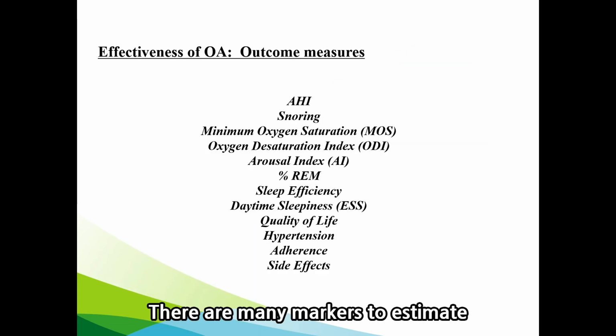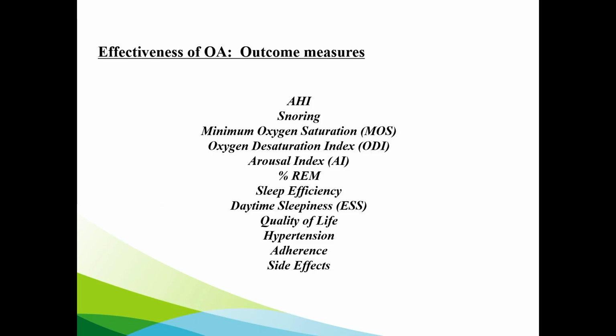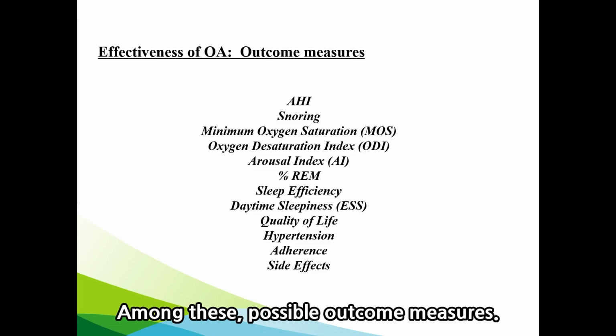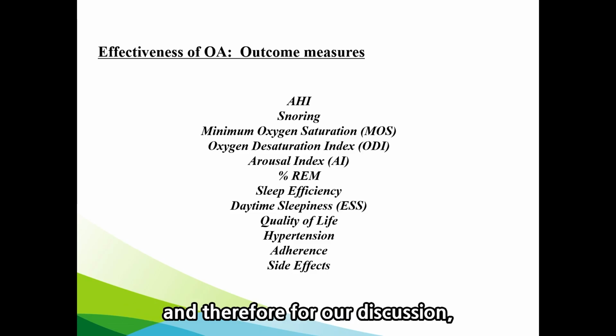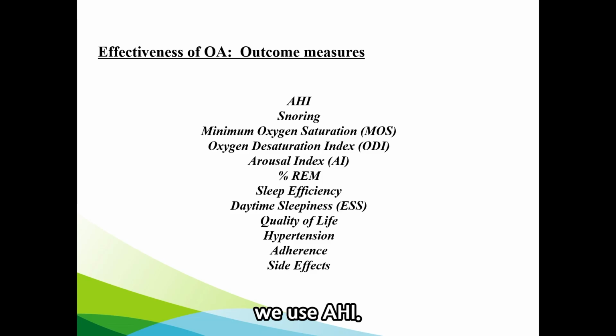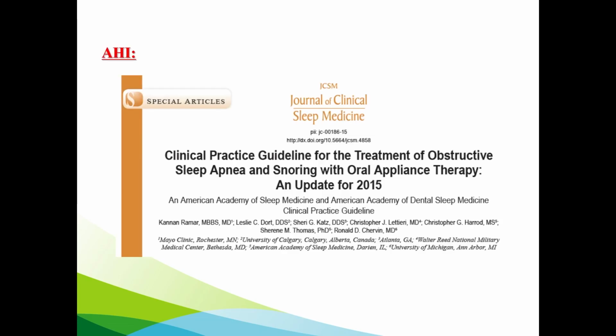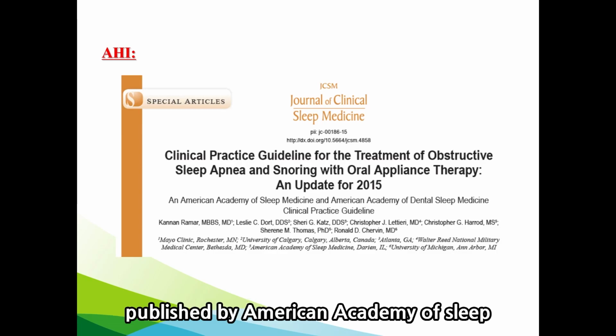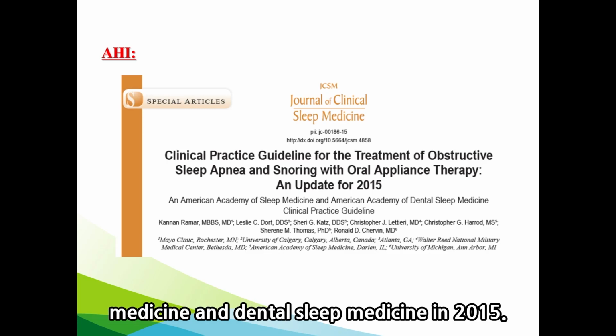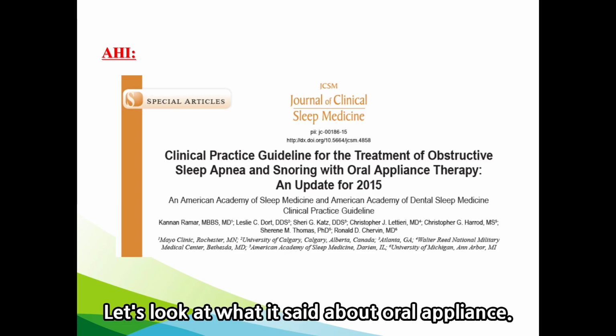There are many markers to estimate the effectiveness of oral appliance. Among these possible outcome measures, AH index is probably the most often used, and therefore, for our discussion, I will use AHI. This is a good review and meta-statistics study published by American Academy of Sleep Medicine and Dental Sleep Medicine in 2015. Let's look at what it says about oral appliance.